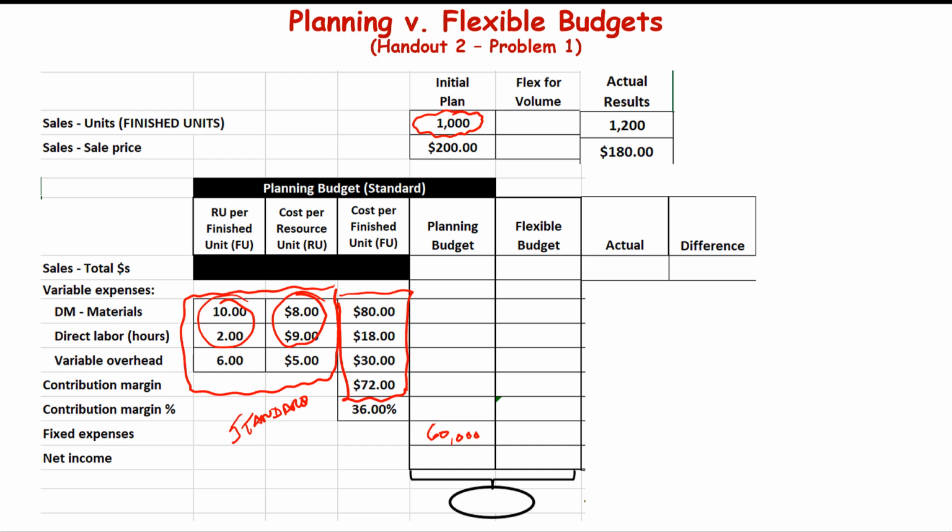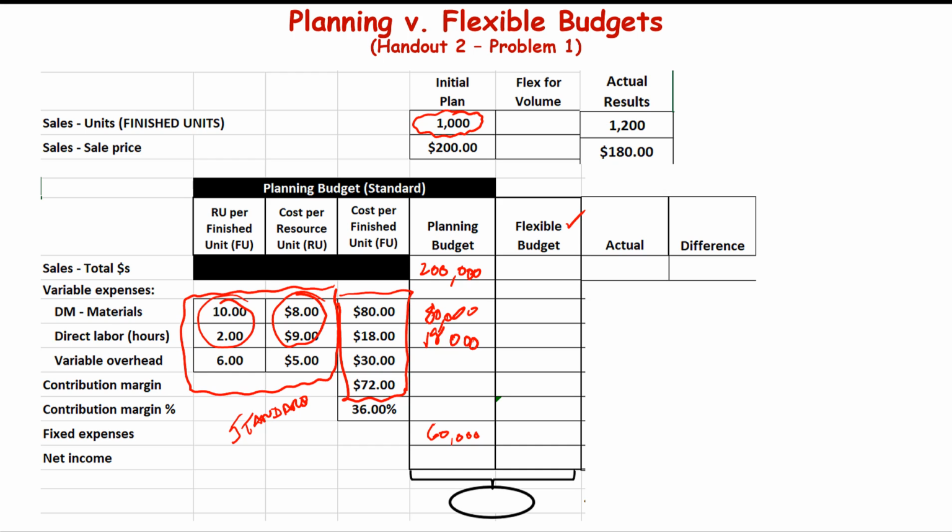And so since I'm looking at this original plan of 1,000, I can compute my sales number by simply taking the 1,000 times the 200, and I wind up with 200,000. So this will give me the 200,000. And then the next ones, I just have to take that 1,000 times the 80 times the 18 times the 30, and we'll fill out the rest of those numbers because this becomes 80,000 and this becomes 18,000 and so forth. The challenge is over here in the flexible budget.